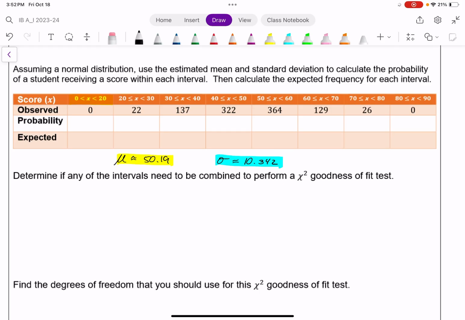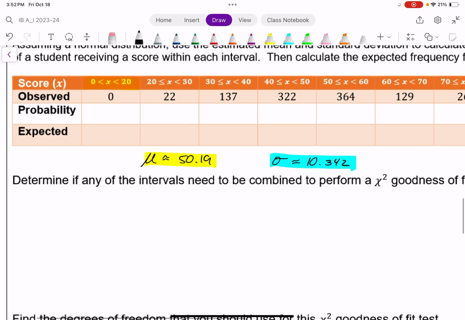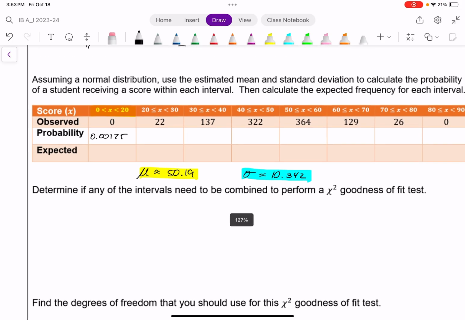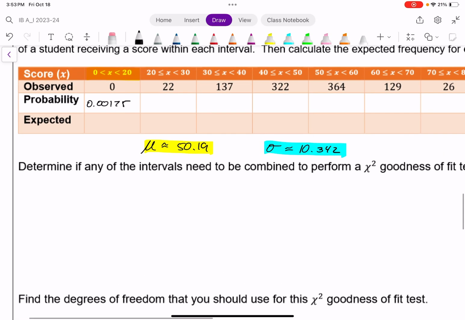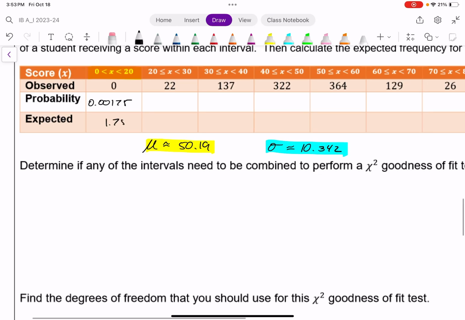And that probability, which again we've learned in earlier lessons your GDC can perform quickly, should come to be 0.00175. That said, once I know the probability of a score between 0 and 20, keep in mind I am looking at 1,000 students. So I just need to multiply that by 1,000 to find the expected number of students. Multiply that by 1,000, we get 1.75.